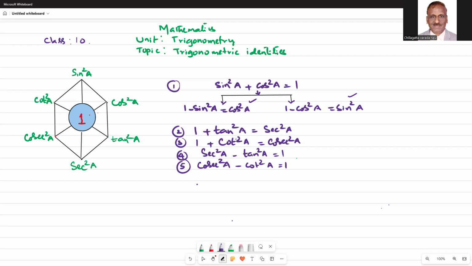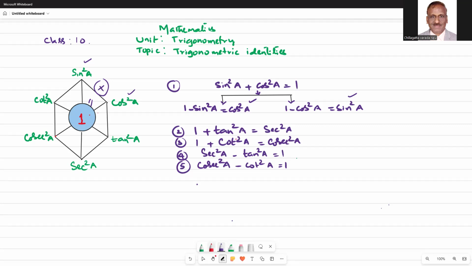The first identity is sin square a plus cos square a equals 1. Observe sin square a and cos square a on two consecutive vertices of this hexagon. If you add these two consecutive terms, sin square a plus cos square a, their sum is equal to 1. This is plus, not into. Sin square a plus cos square a equals 1.